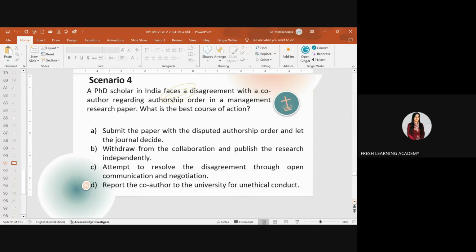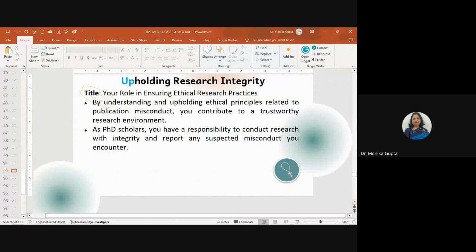B, withdraw. Is anyone else confused between option B and option C, ma'am? C looks more right. Yes, it is option C. C is the correct answer. We should attempt to resolve the disagreement. Otherwise, all the efforts that you have put in while conducting research and writing and reaching the stage for publication will be a waste.